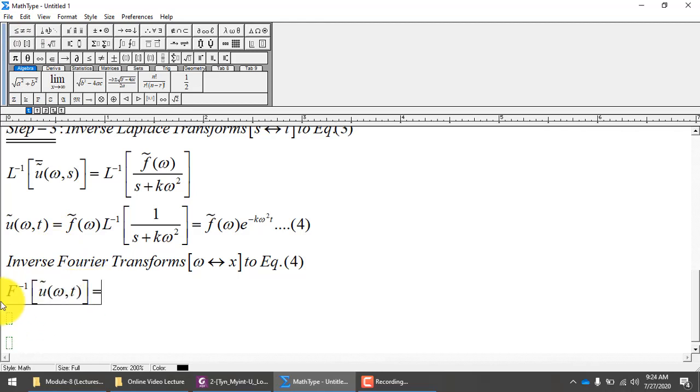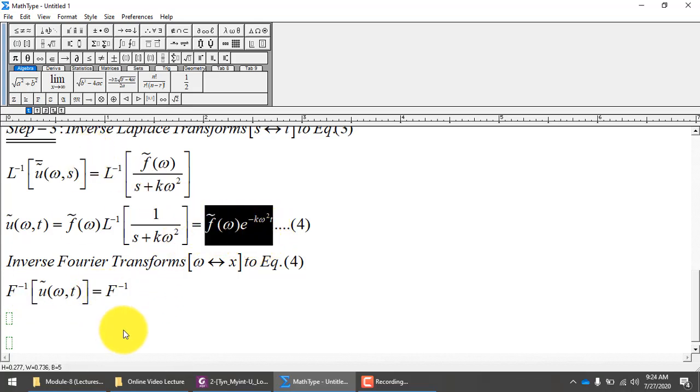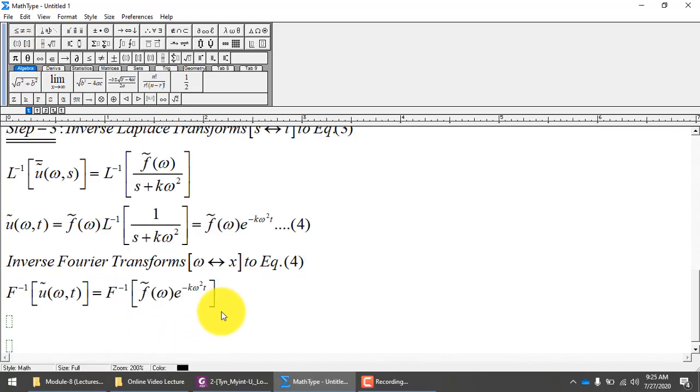On the right hand side also write the symbolic representation first, and then in the next step we will see what we can do for the inverse Fourier transform. Now if you look carefully at the function on the left hand side, what will be the Fourier inverse? U tilde will become u, because tilde was for Fourier transform, and omega will become x, and t was already there.